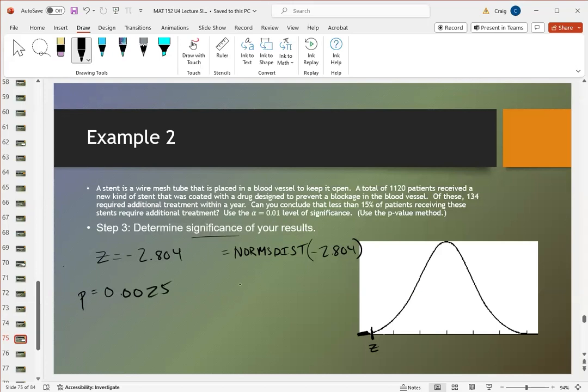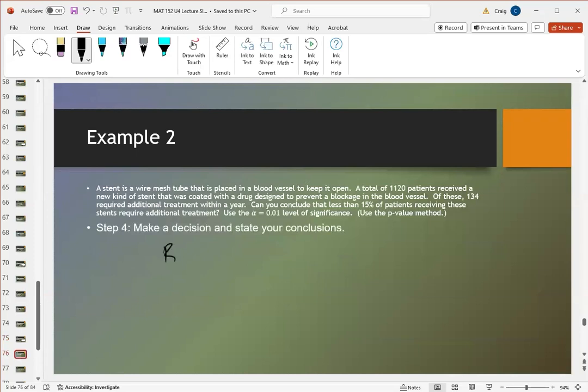Remember that our alpha level in this case is 0.01 or 1%. And so the probability is much less than our alpha value. If the probability is less than the alpha value, then it's a rare sample. It's unlikely to have happened by chance. And so we reject the null. There's evidence to conclude that the proportion of patients who need additional treatment after a year after having the stent is less than 15%.